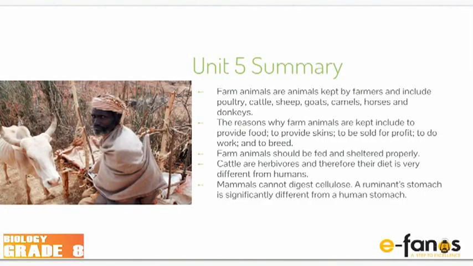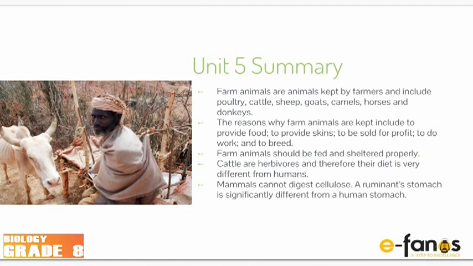Unit 5 summary. In this unit, these are the things that we learnt that you need to remember. The first is that farm animals are animals kept by farmers, and include poultry, cattle, sheep, goats, camels, horses, and also donkeys. Farm animals are kept to provide food, to provide skins, to be sold for profit, to do work, and also to breed.